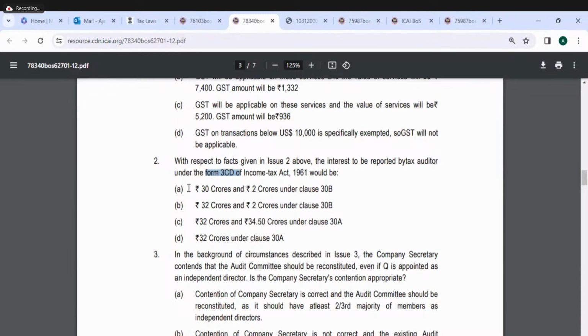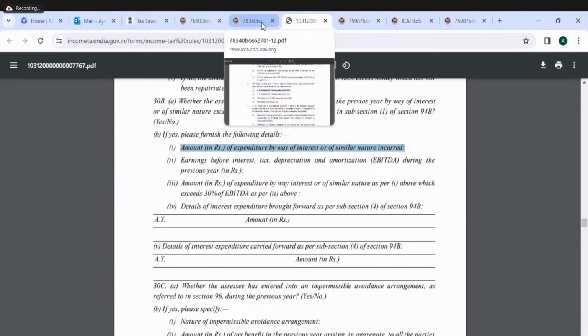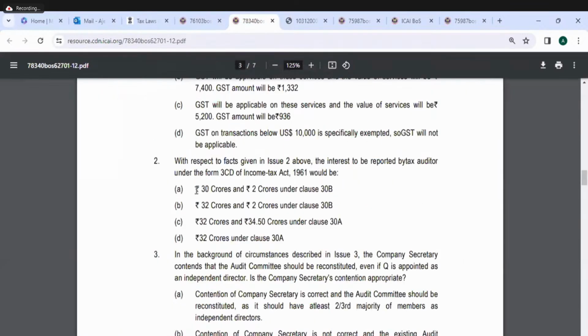What are the options? A: the tax auditor has to report 30 crore and 2 crore under clause 30B. In this case, the tax auditor has to report the amount of expenditure which the company has incurred. The company has incurred 32 crore expenditure, but allowed is 30 crore. So the first answer would not be correct because 30 crores you are not reporting. You are reporting the amount incurred.